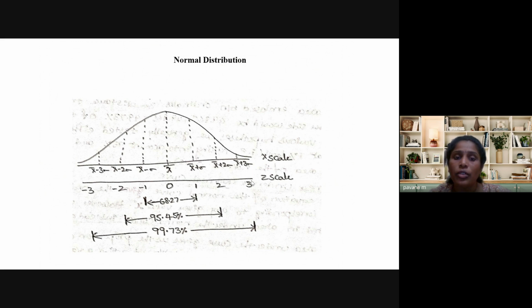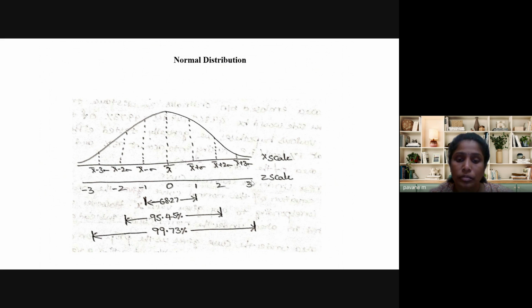And normal distribution is expressed in this particular curve. This is the symbol of standard normal distribution. This is the bell shaped curve, and the center of this curve is x bar, that means average. X bar is always 0 at the center point.